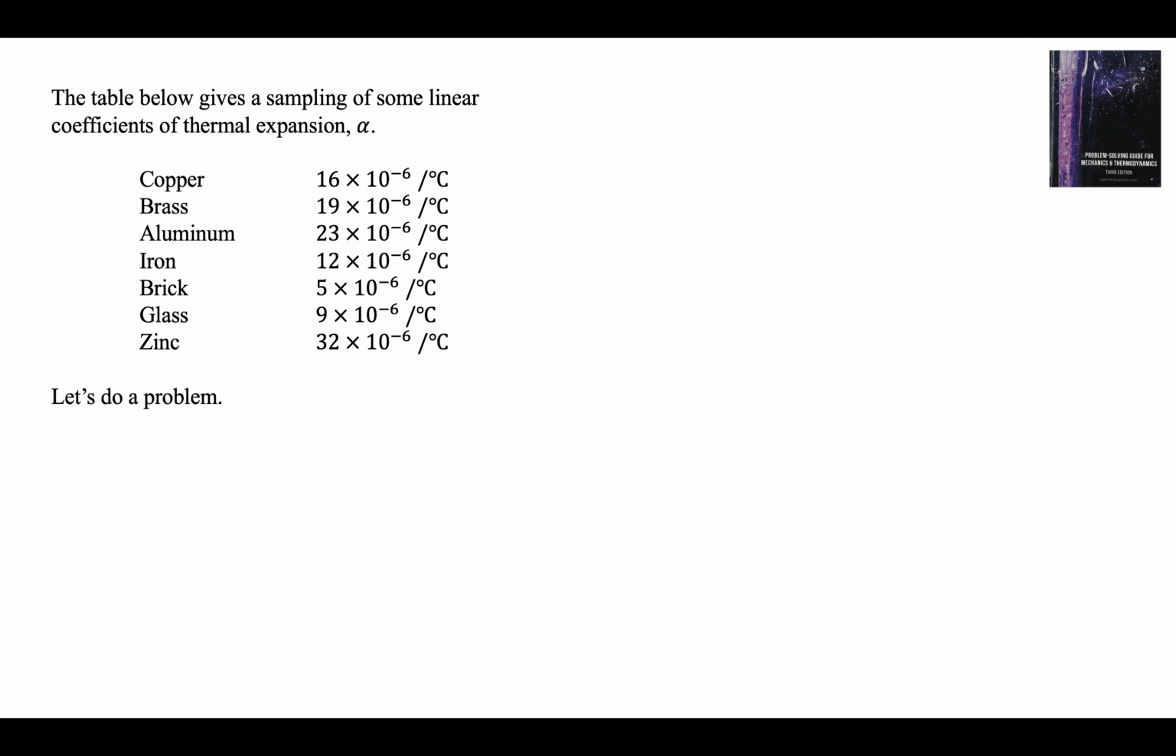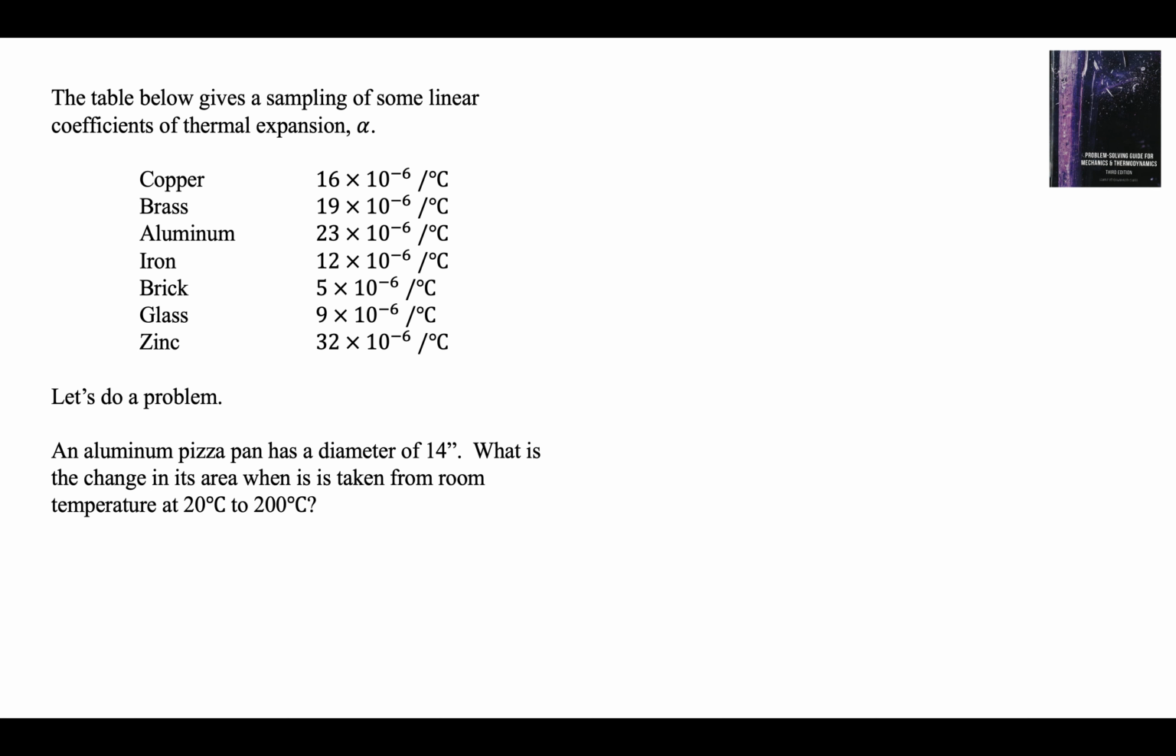So let's do a problem with the concept of thermal expansion. An aluminum pizza pan, circular, has a diameter of 14 inches. What's the change in its area when it's taken from room temperature at 20 degrees Celsius to 200 degrees Celsius? So this is a change in area. We want to know the change in area.